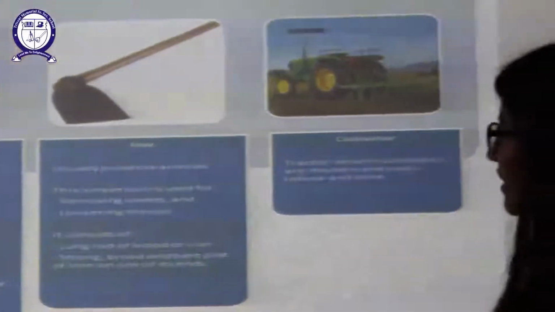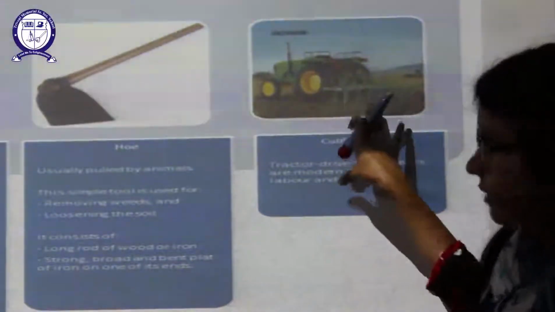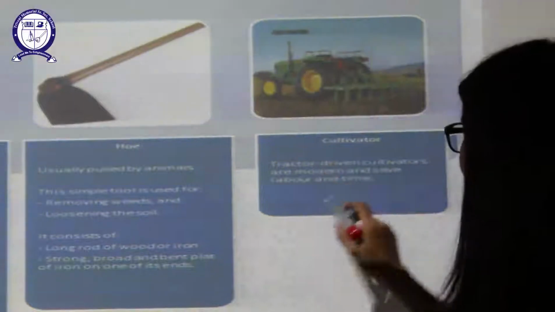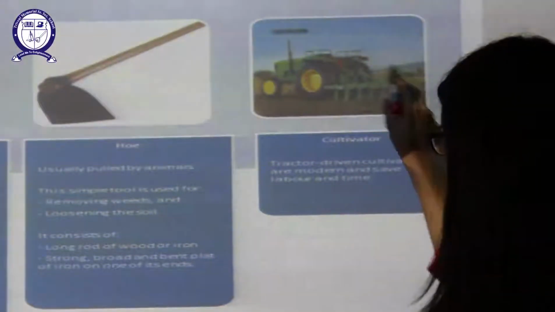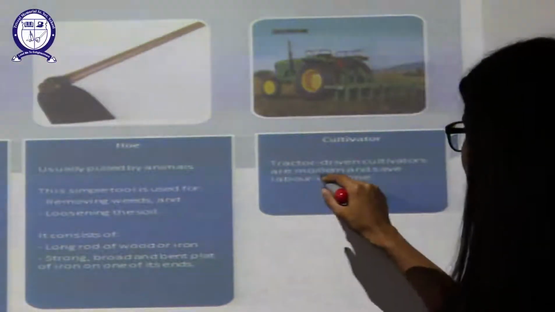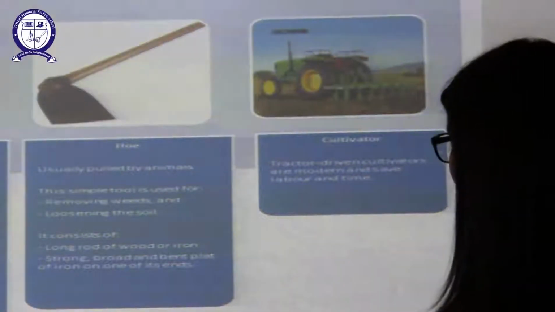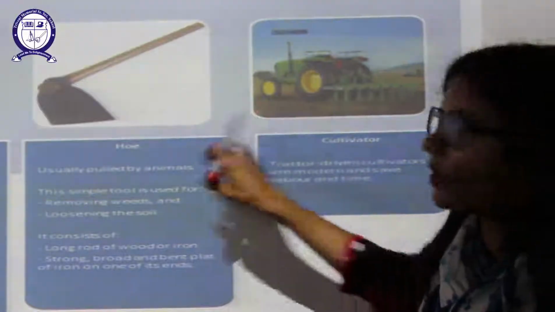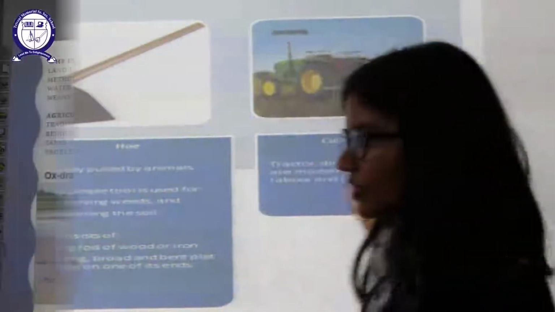Third one is the cultivator. It is a modern implement which we use nowadays. It consists of a tractor-driven cultivator, this is the cultivator, and it requires less labor and time. It is modern technology. We don't use this implement nowadays, we use this one.